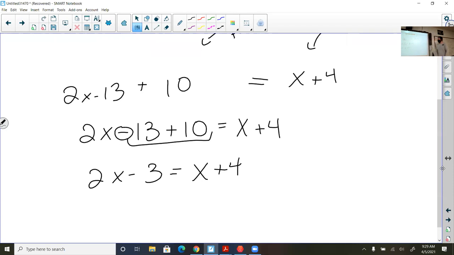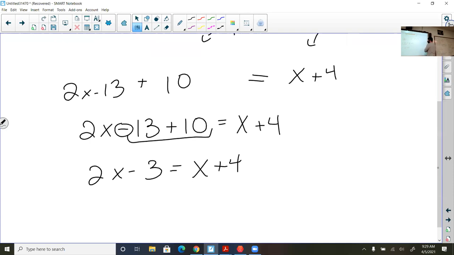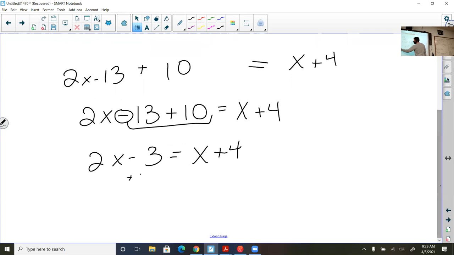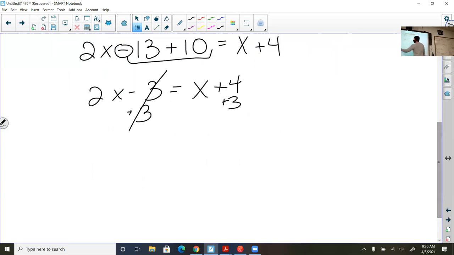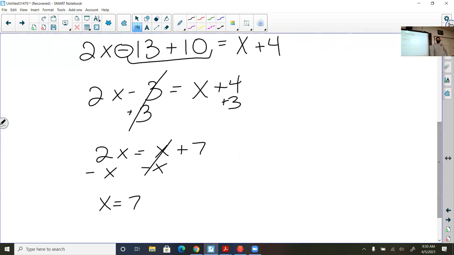That works. All right, now from here, I'm going to probably move the 3 to the right and the x to the left. I'm doing that so that I can get rid of some negatives. And this problem is just asking to solve for x. So at this point, I am done. X equals 7.